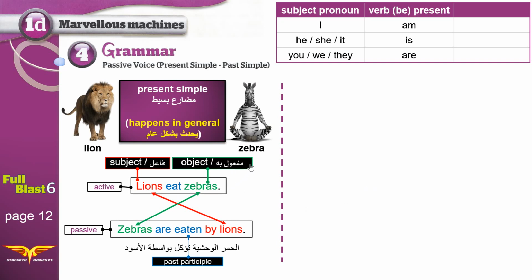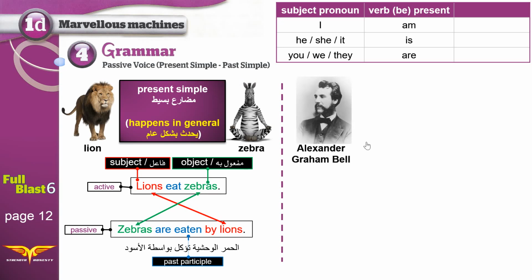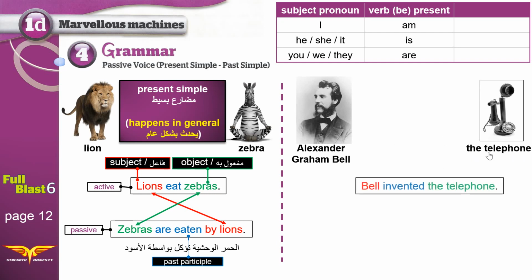Now, let's move on to past simple. The man in the picture is Alexander Graham Bell. That's his name. Alexander is the man who created the telephone. He is the man who made the telephone. He invented the telephone. We are using his last name, Bell. Bell invented the telephone. He made the telephone.